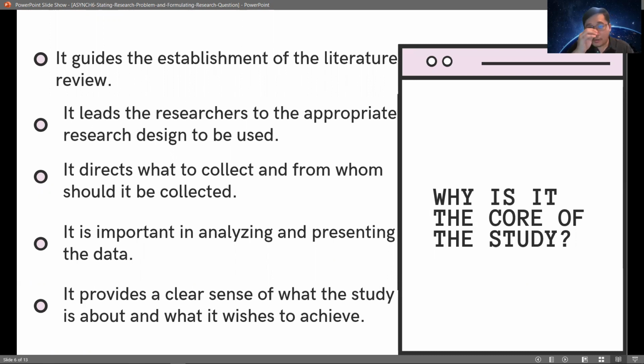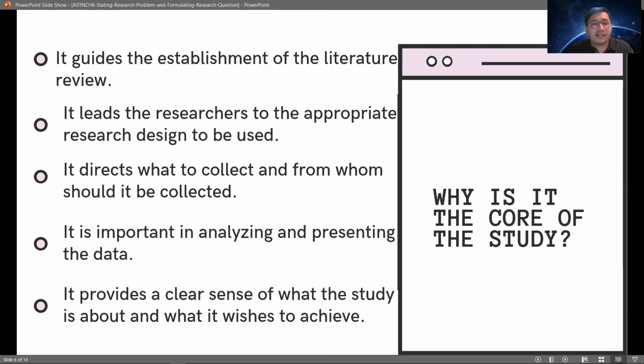So if you remember from your previous research lessons before, the research design is part of the methodology of your paper. And this is also important because it will determine how you're going to gather your data as well as how you're going to process the data.